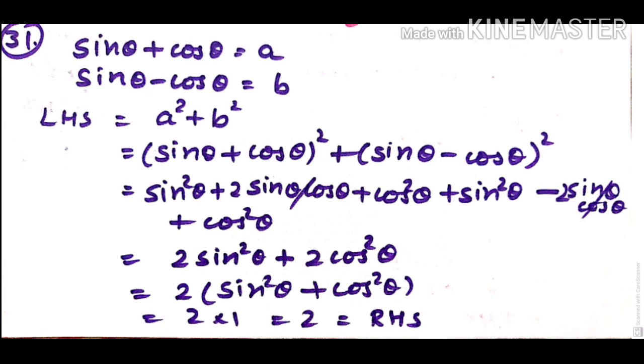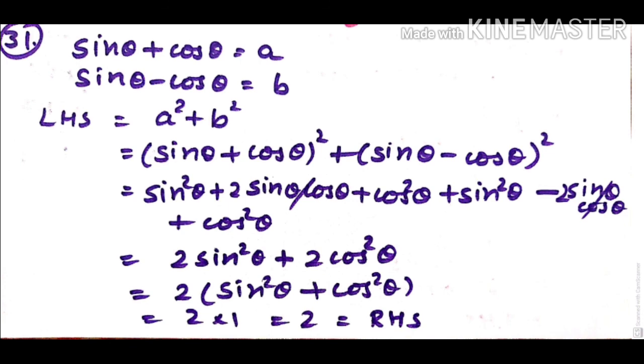Now this is our square relation 1. Sin square theta plus cos square theta is 1. So I place the value 2 into 1 is equal to 2. That is our right hand side. So here we can solve any questions like this. If an if part is given, we have to use it and get our right hand side. Thank you.